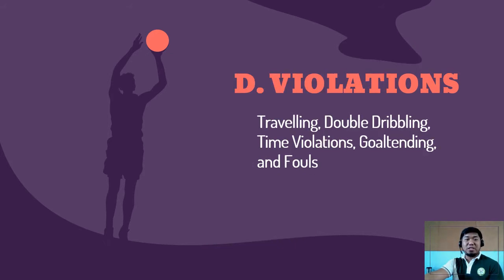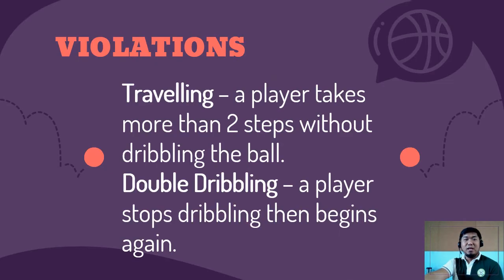The next part is all about violations. These are the faults committed by a player in the game. These are the possible violations that a player can commit during the game. Traveling, a player takes more than two steps without dribbling the ball. Double dribbling, a player stops dribbling then begins again.